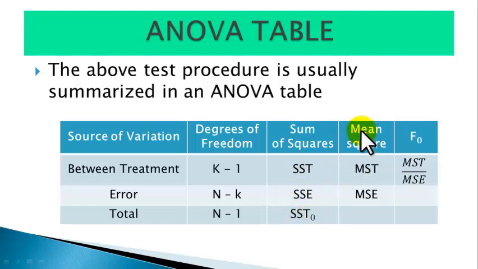Then here is the column for mean square. This is the mean square for treatment, which is obtained by dividing this one by this. That's SST over k minus 1 will give us the mean square for treatment. And this is the mean square for error, which is SSE divided by N minus k. Then the last column is F0, which is MST all over MSE.